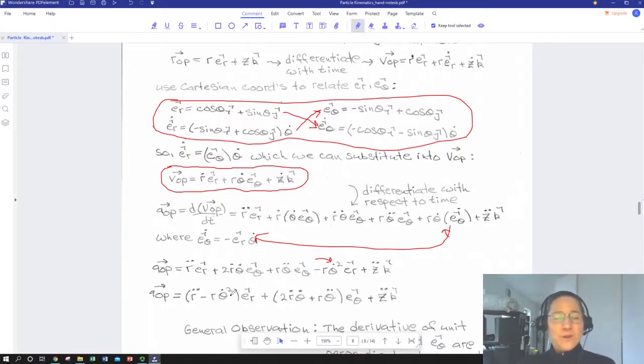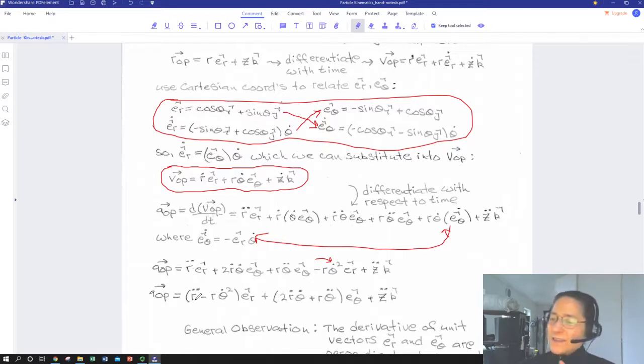So we can group terms and take a look at what's aimed in what direction. Not surprisingly, we have a term that's basically the second time derivative of the radius position aimed in the r hat direction. So that's d squared r dt squared. Not surprising. So that's literally the rate of change of r with respect to t.